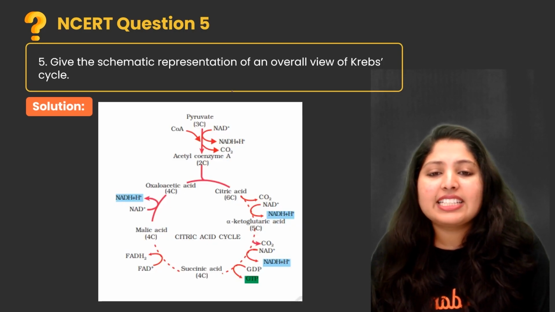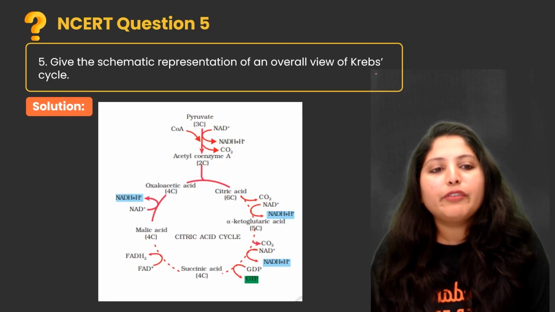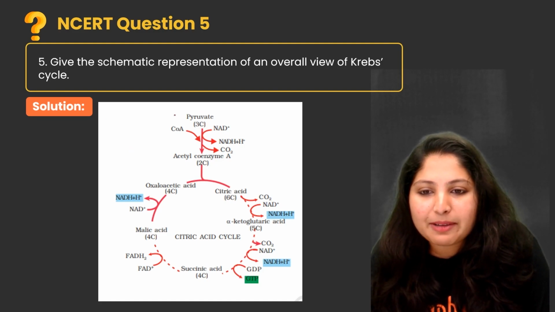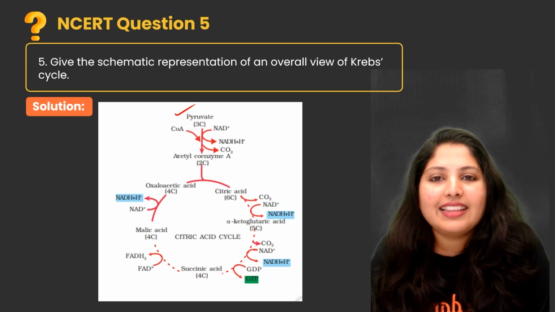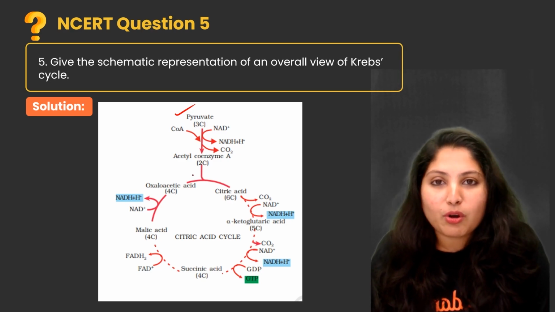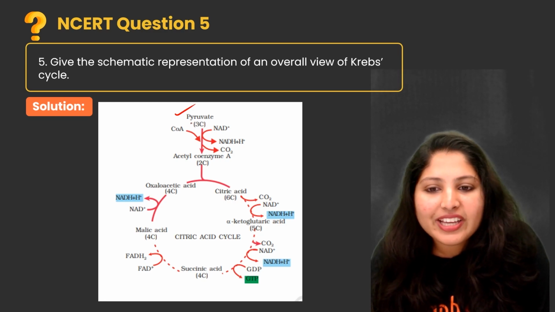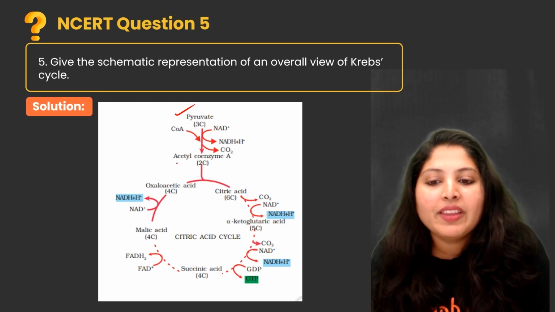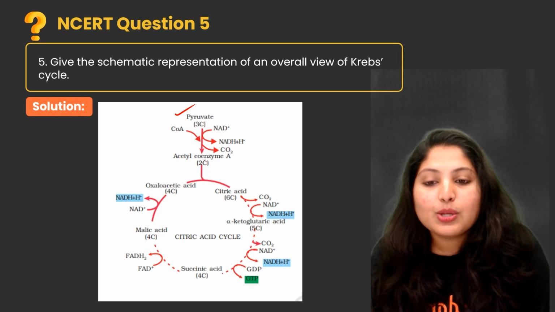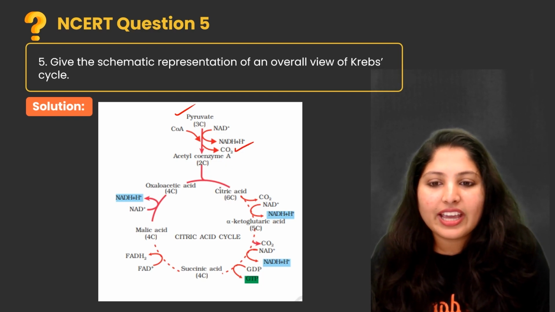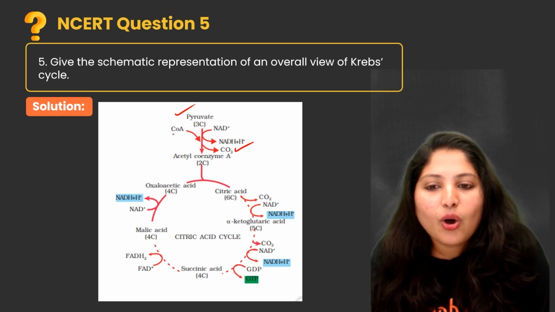Give the schematic representation of overall view of Krebs cycle. This is the first step here, which shows oxidative decarboxylation. What happens here? Pyruvic acid is converting into acetyl-CoA. During this process, a carbon dioxide is released, and CoA.